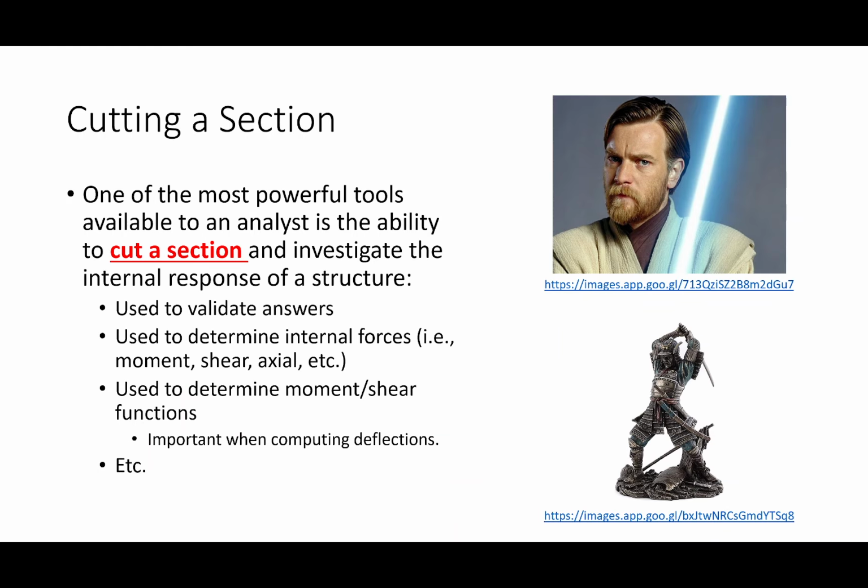Now, the way that we deal with an internal hinge is we break out the secret weapon of structural engineering, which is a samurai sword, or a lightsaber if you happen to be a sci-fi fan, and you break out the idea of cutting a section.